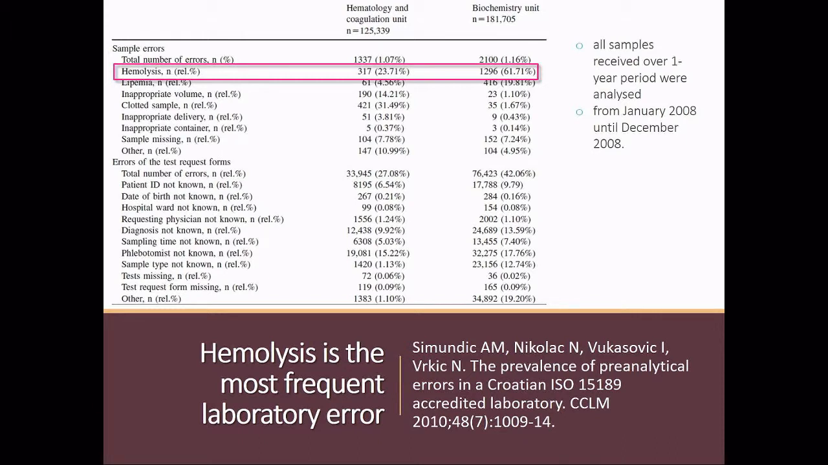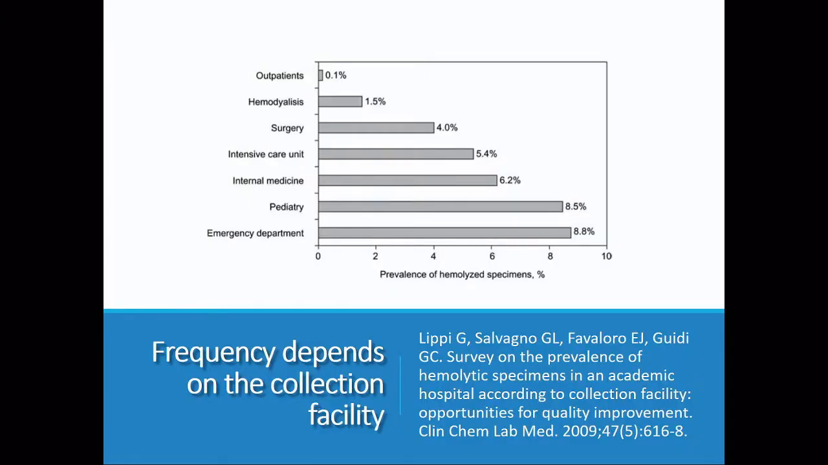And we have also determined that hemolysis accounts for 60% of all samples rejected in the chemistry laboratory. We also know that hemolysis is not equally frequent in every clinical setting, so it's more frequent in some departments and less frequent in some other departments. So we know, and you all know that very well, that the frequency of hemolysis is highest in the emergency department, pediatric department, intensive care units, and less frequent in some others.